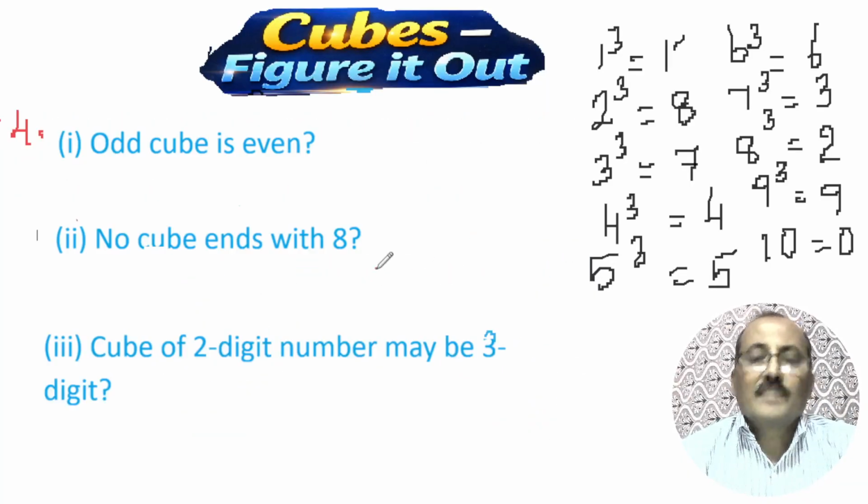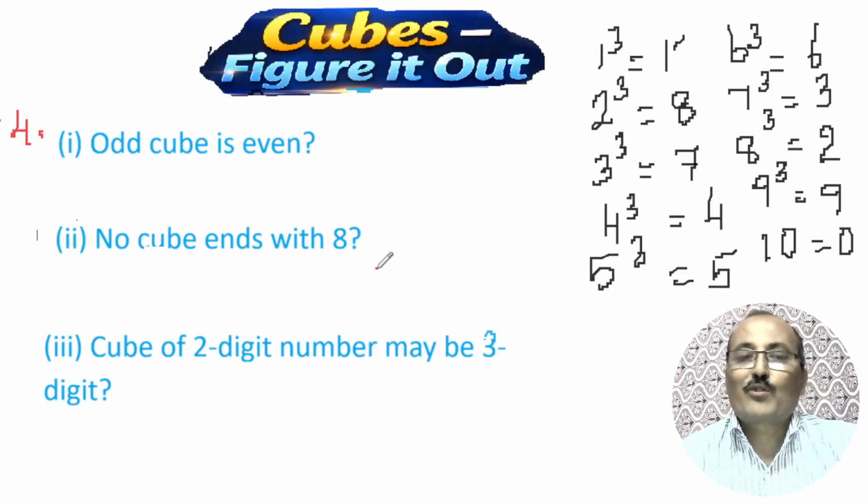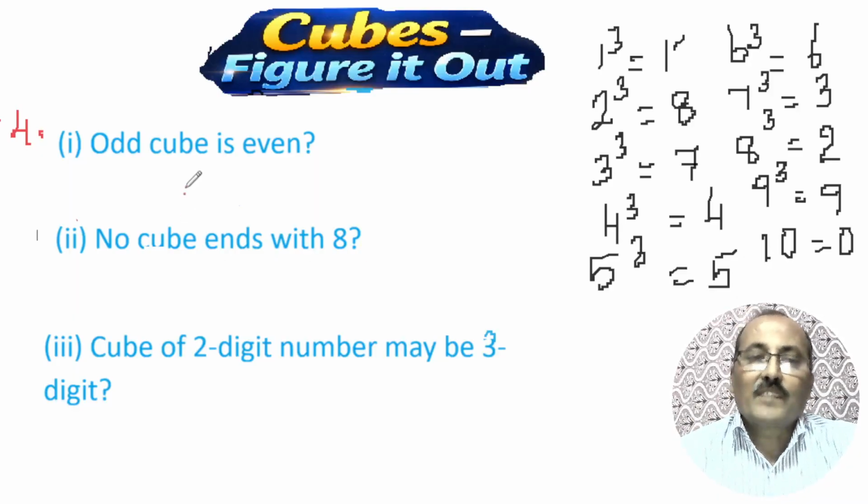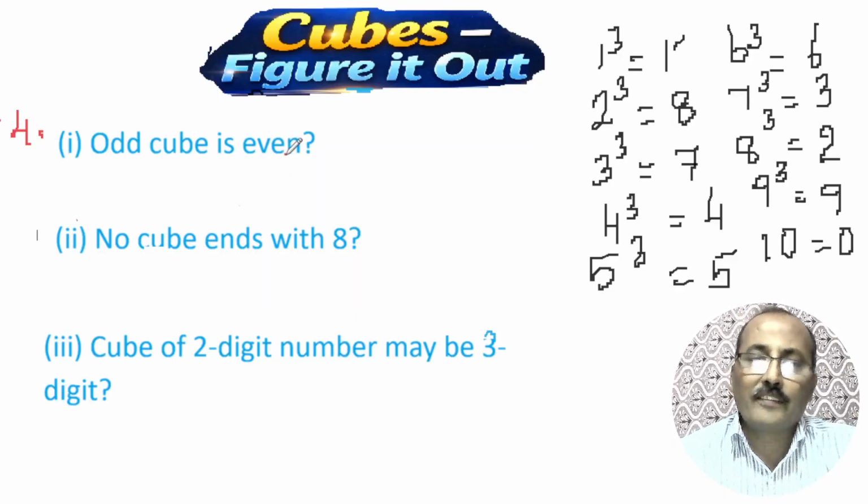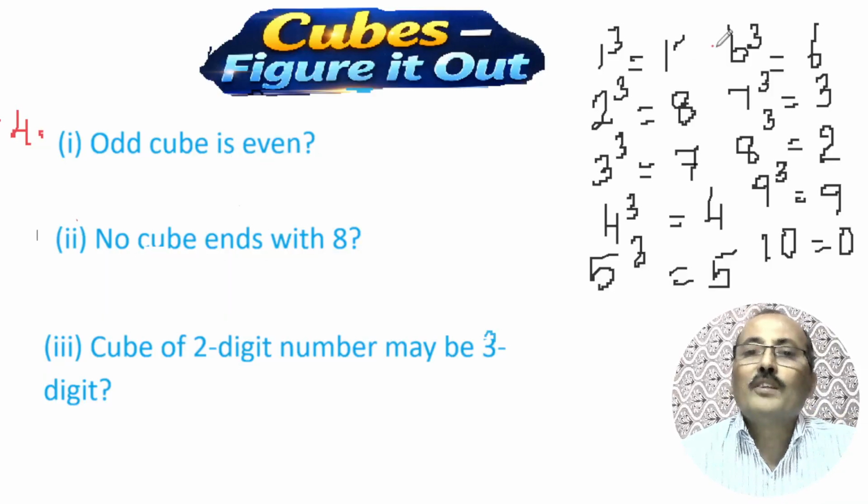Our fourth question is true or false. True or false is always an interesting one. First one: odd cube is even. Odd numbers, 1 cube, 3 cube, 5 cube, like that 121 cube, 343 cube, any number. They are saying it may be even or always even. Let me find out generally. It is very simple, just check the odd numbers.